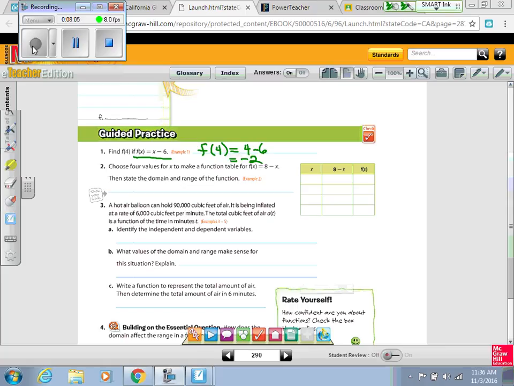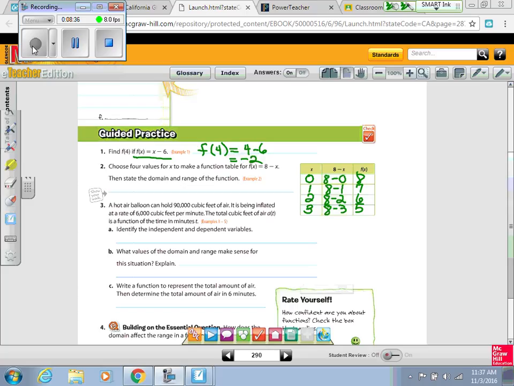Then it says to choose 4 values of x to make the function table for f of x is equal to 8 minus x. So, as I said before, it's good to choose small numbers, and we plug them into the equation, and we find out what our range is. So 8 minus 1 is 7, 8 minus 2 is 6, 8 minus 3 is 5.